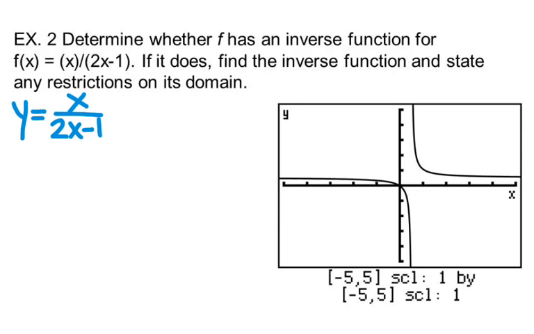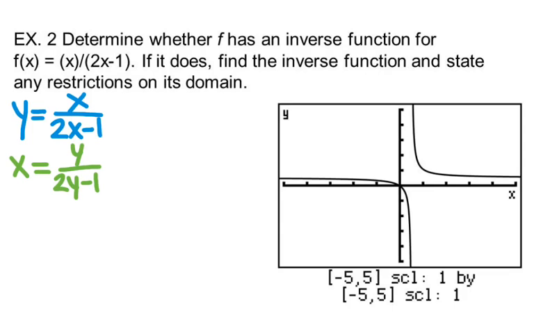So I'm going to start by writing y equals x over 2x minus 1. Then we're going to switch the x's and the y's. So everywhere I have an x, I'm going to put a y. Everywhere there's a y, I'm going to put an x. So now I'm going to solve this new equation for y. I need to get y by itself. So I can see that on the right-hand side, it is being divided by 2y minus 1.